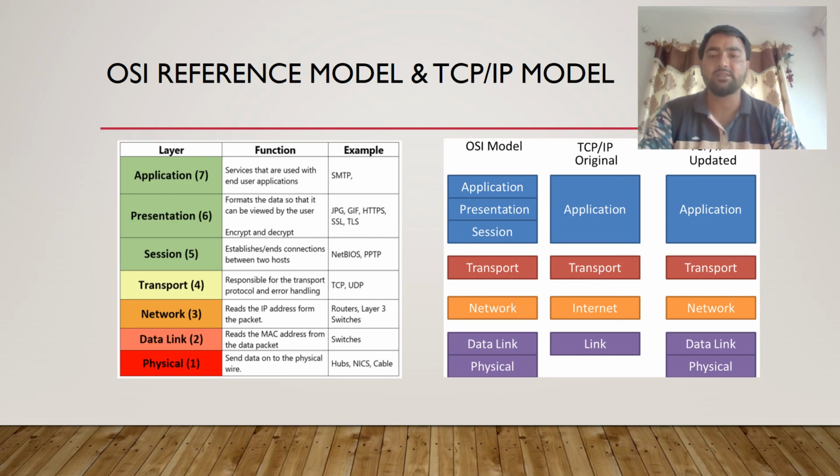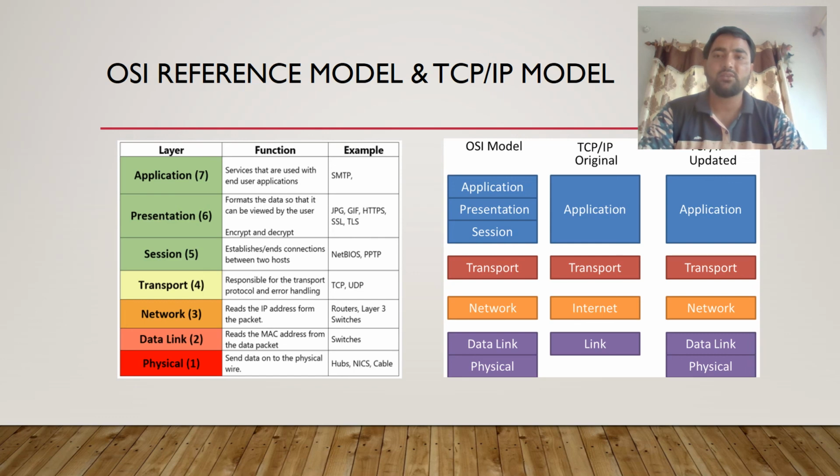Then comes network layer, which reads the IP address from the packets and then establishes a network connection between the sender and the receiver. In this, the devices use routers, layer 3 switches, etc. Data link layer reads the MAC address, the physical address of the system, from the data packet so that it is transported to the right destination that is specified in the data. In this, for example, switches are used. Physical layer actually sends the data onto the physical wire. That means it converts the data into electrical signals and then transmits to the receiving end. For example, hubs and ethernet cables, etc., are used at the physical layer.